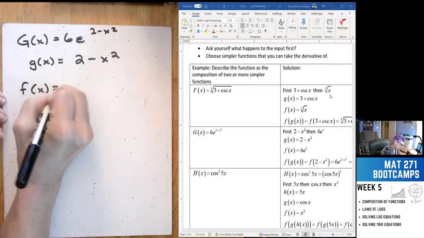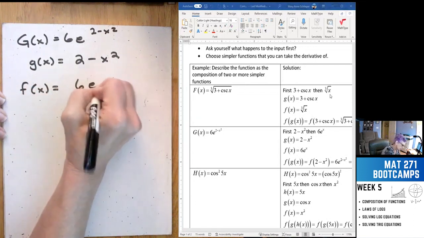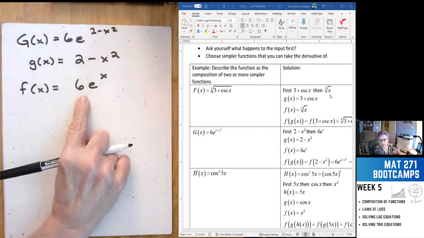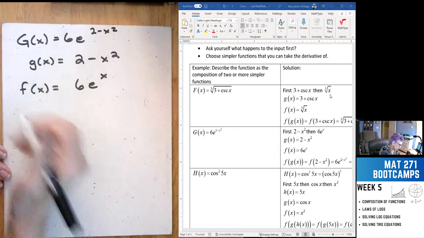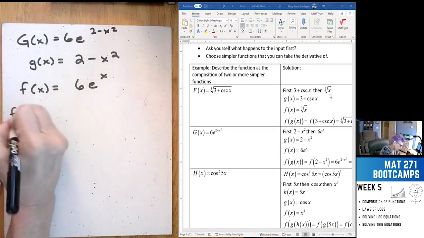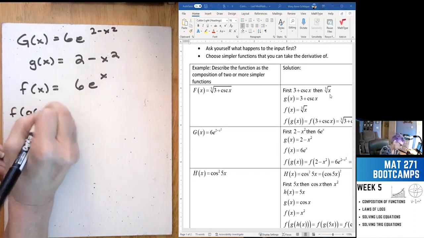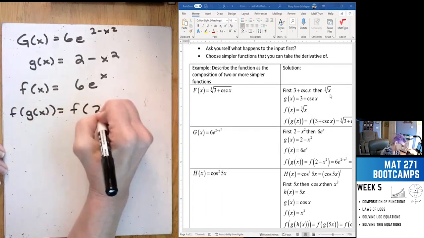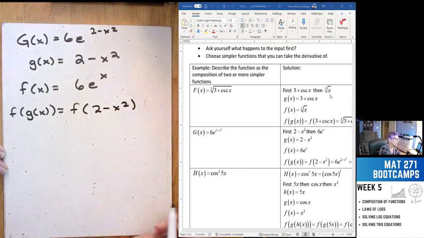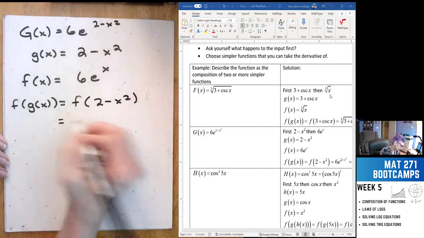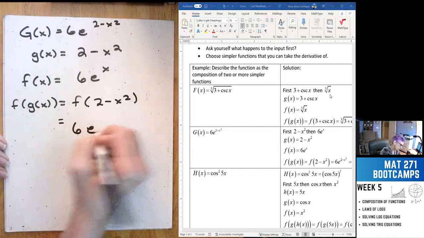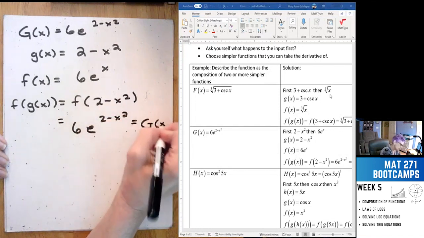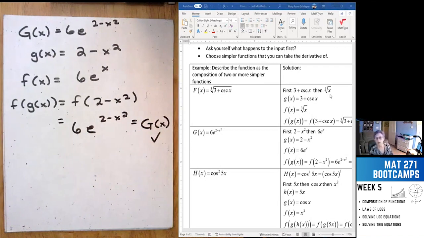Then f of x could be equal to 6 times e to the x. Again, something we could easily take the derivative of. And then if we f g of x, that means we're going to perform f on 2 minus x squared. And that would be 6 times e to the 2 minus x squared, which is exactly what we want it to be.